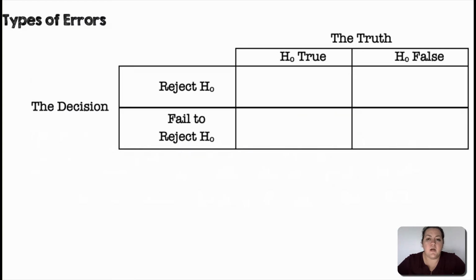Okay? All right, so now into the errors. So the error happens when we make a wrong decision, right? So if we reject the null hypothesis, but the null hypothesis is actually true, that would be a type 1 error. If I fail to reject the null hypothesis and the null hypothesis is false, then that would be a type 2 error. Okay? Type 1 error is going to be equal to our alpha. It's going to happen, whatever your alpha value is, it's going to happen that percentage of the time. Type 2 error is beta.